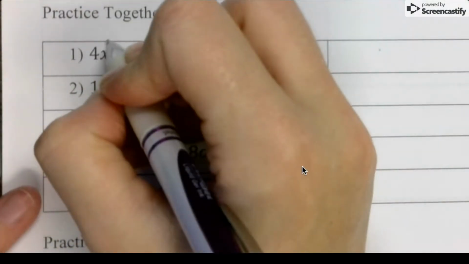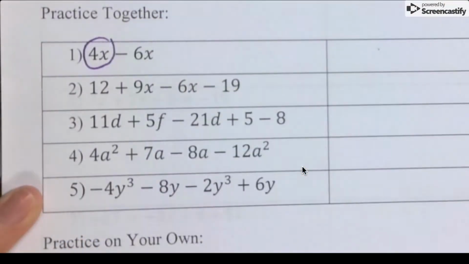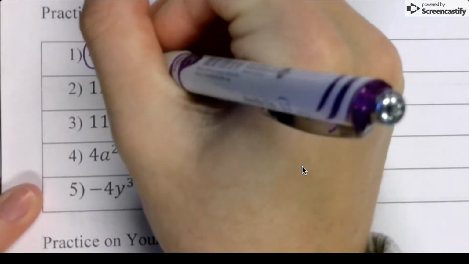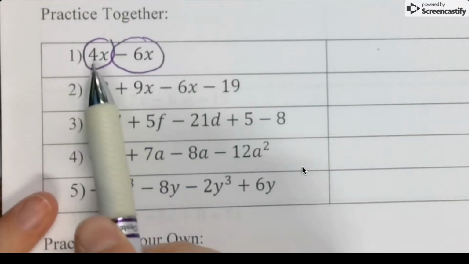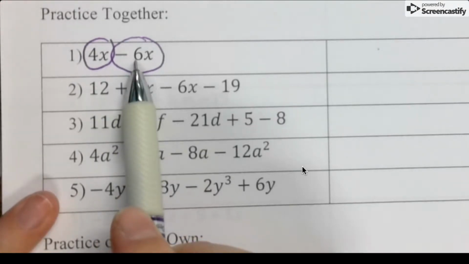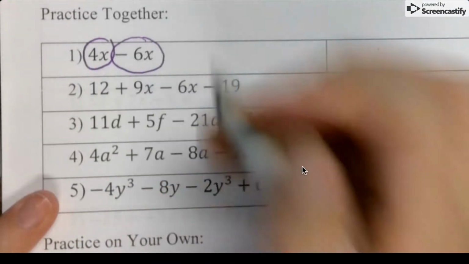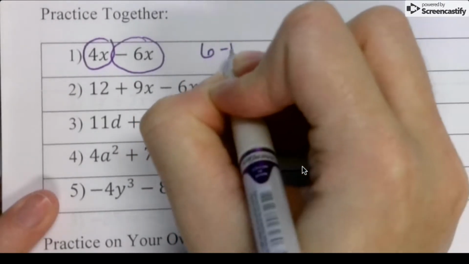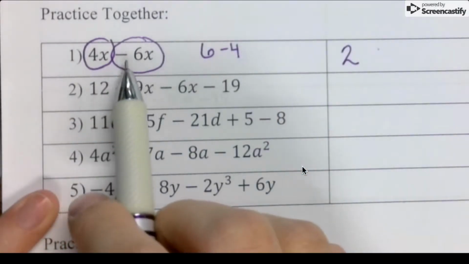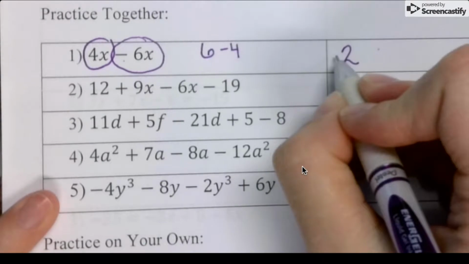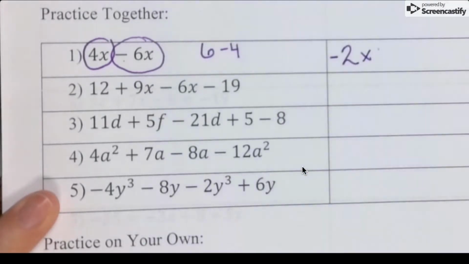So I'm going to circle my 4x because it's in the same tree. Is anything else in the same tree on number 1? That's 6x. Remember, we want to make sure that we have our signs, because the sign in front tells us if it's positive or negative. Thinking back to our integer rules, I have 4 minus 6. They are different signs, so I'm going to subtract them. That gives me 2. This 6 is farther from 0 than 4 would be, so it's negative, and I just put my x afterwards.